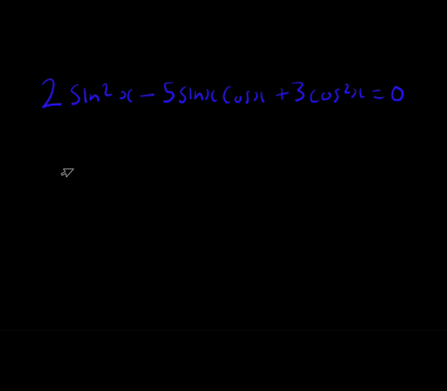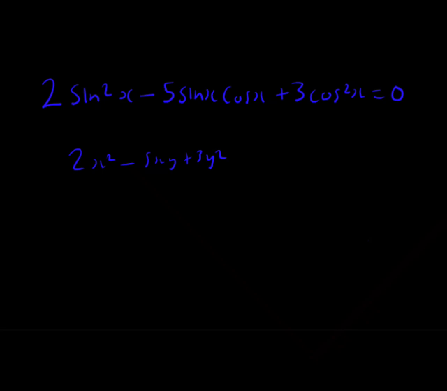However, in identities we can't. So whenever you see sine squared, then sine cos, and then cos squared, you have to treat it as this type of factorization. Notice that this is actually the same as 2x squared, and then we've got minus 5xy, and then we've got plus 3y squared, right? So this is factorizable. So how do you factorize this type of situation?